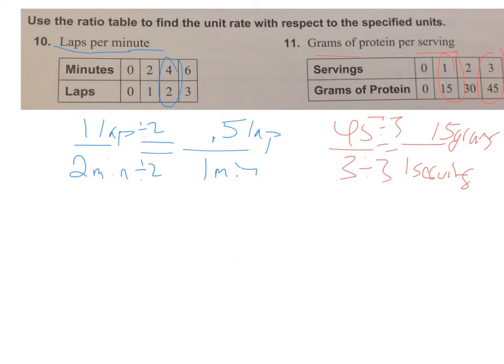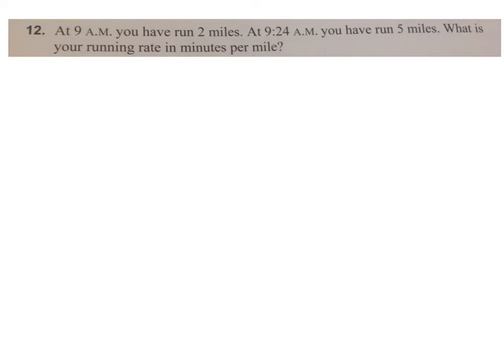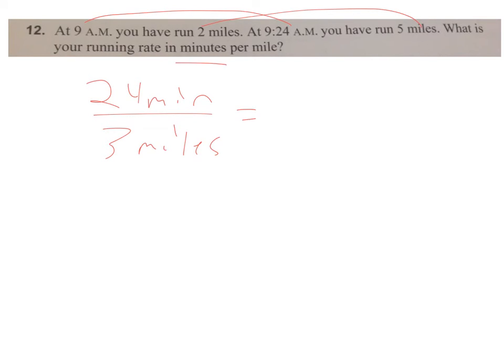All right, let's go on to the next one. On this one, it says at 9 a.m. you've run 2 miles. At 9:24 a.m., you've run 5 miles. What is your rate in minutes per mile? So in that 24-minute span, I ran 3 miles. 5 minus 2 would be 3. So in 24 minutes, I ran 3 miles. That means for my rate in minutes per mile, I want to get 1 mile. So I'd divide by 3, and I'd get 8 minutes per 1 mile.